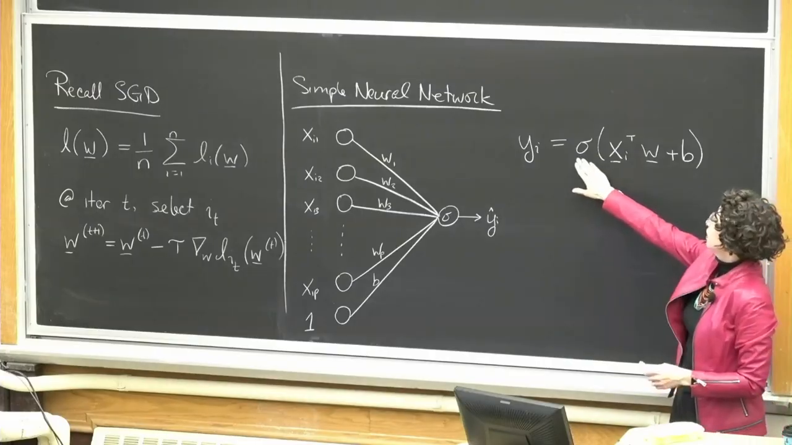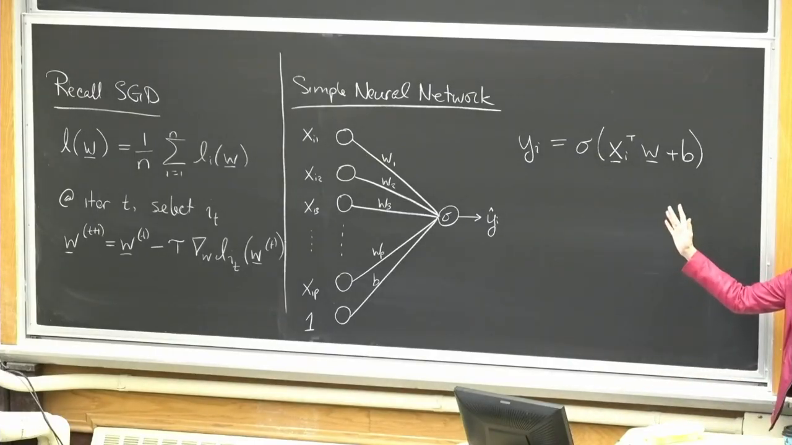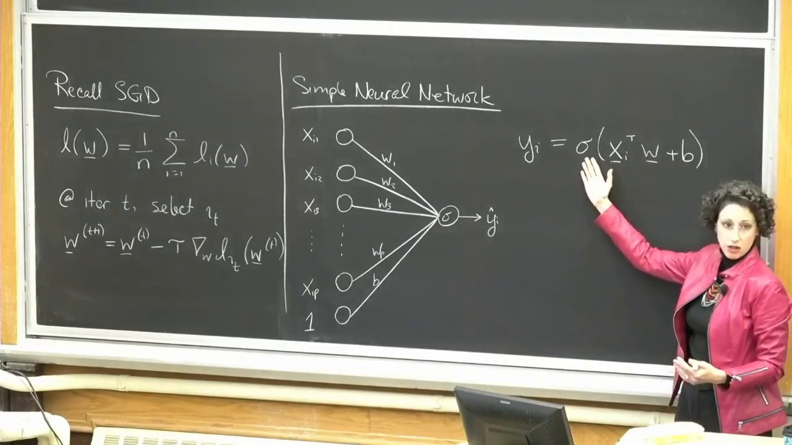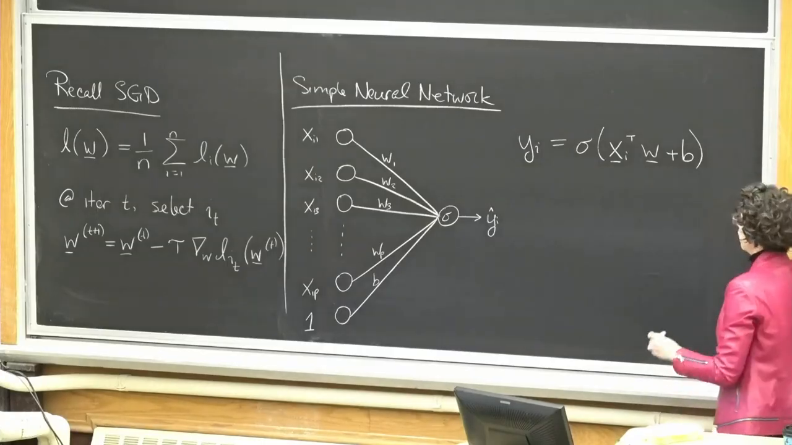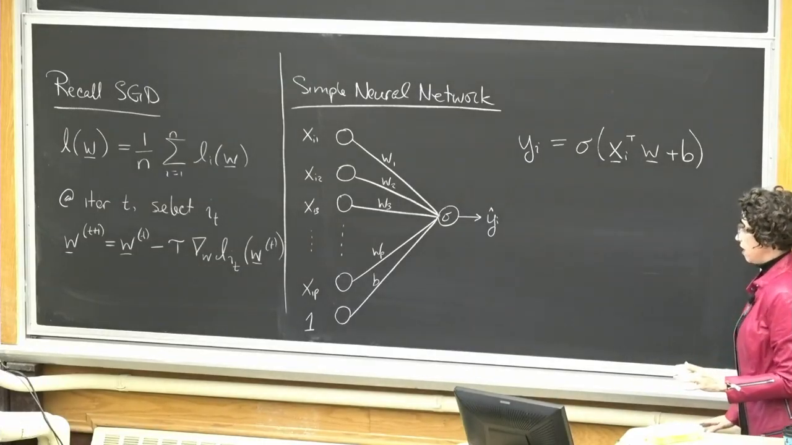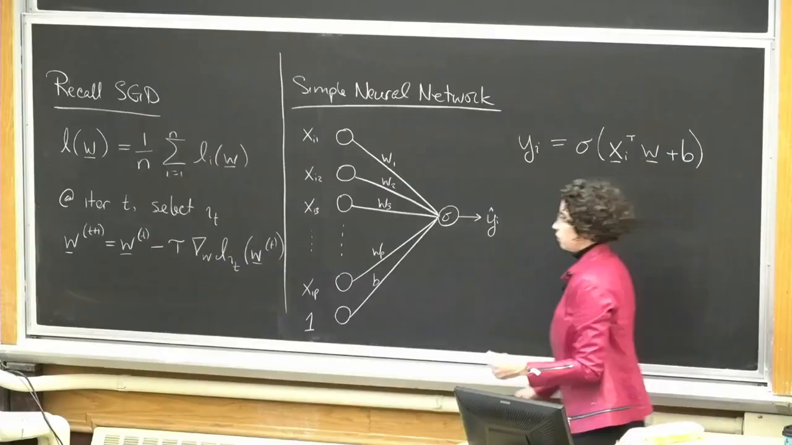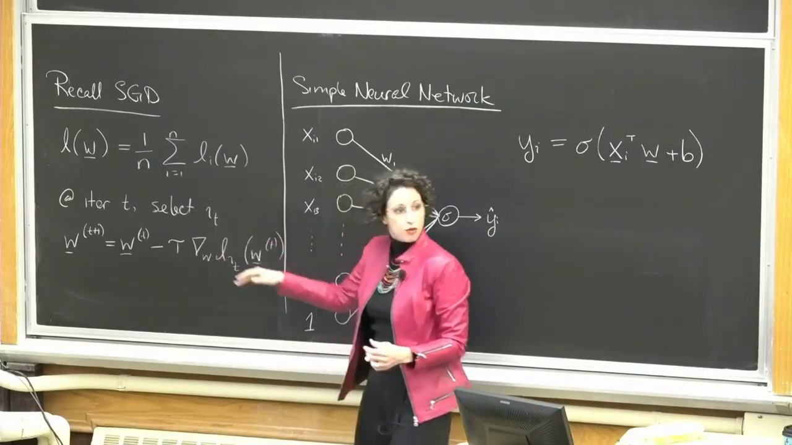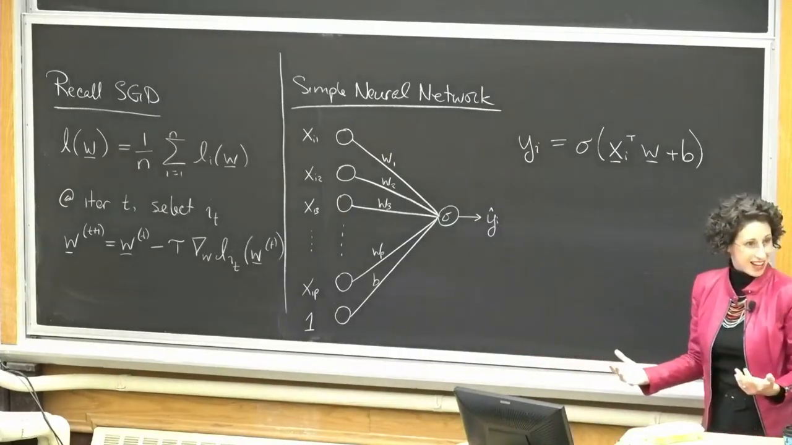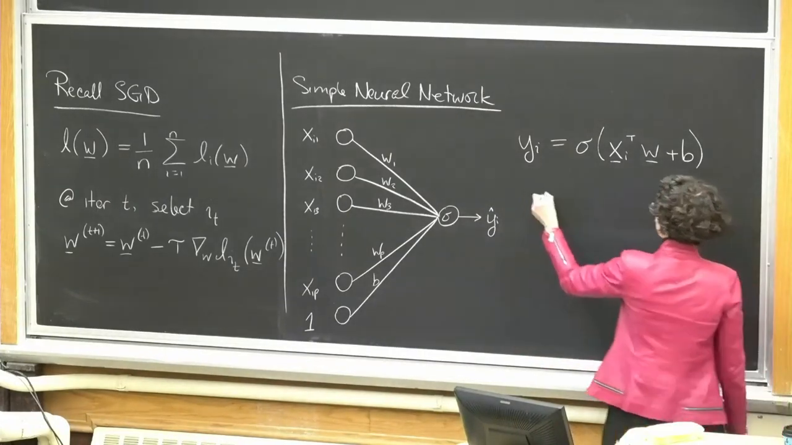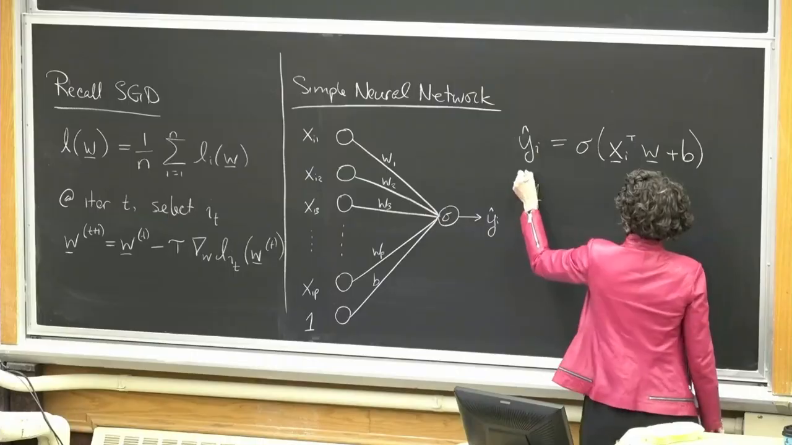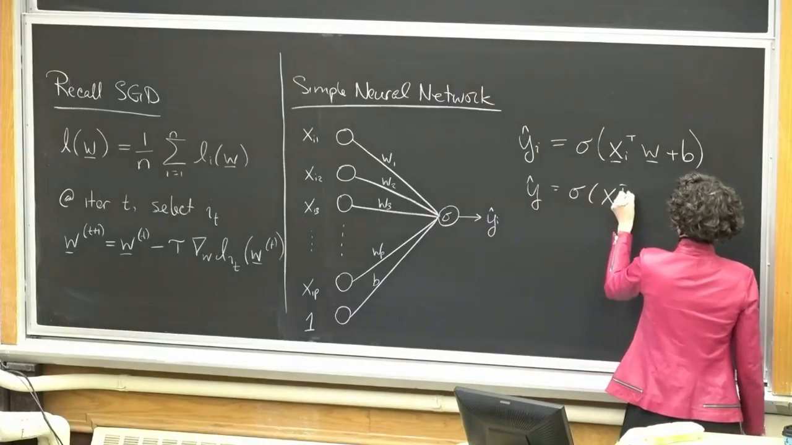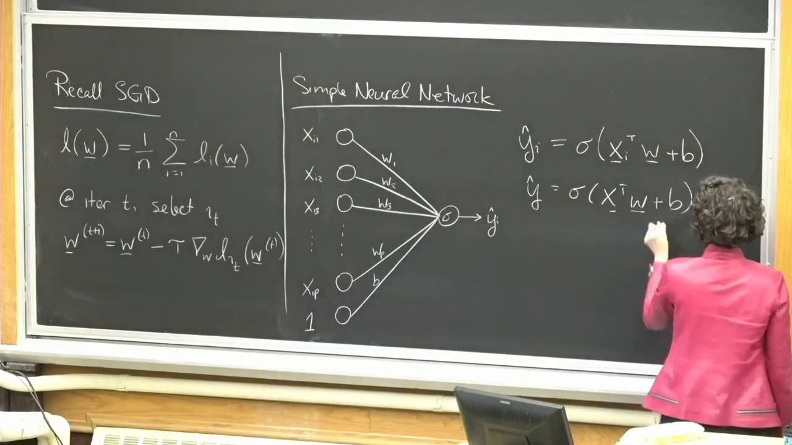So without the sigma, this is just exactly the linear model that we've been working with all quarter. So the only thing that's really changed now is that we've got this sigma function. So first of all, just to kind of simplify our discussion here, we said with stochastic gradient descent, at each iteration, we'll choose one sample. So I'm going to just stop writing the i's just to keep things a little bit simpler. So we're just going to say y hat is sigma of x transpose w plus b.